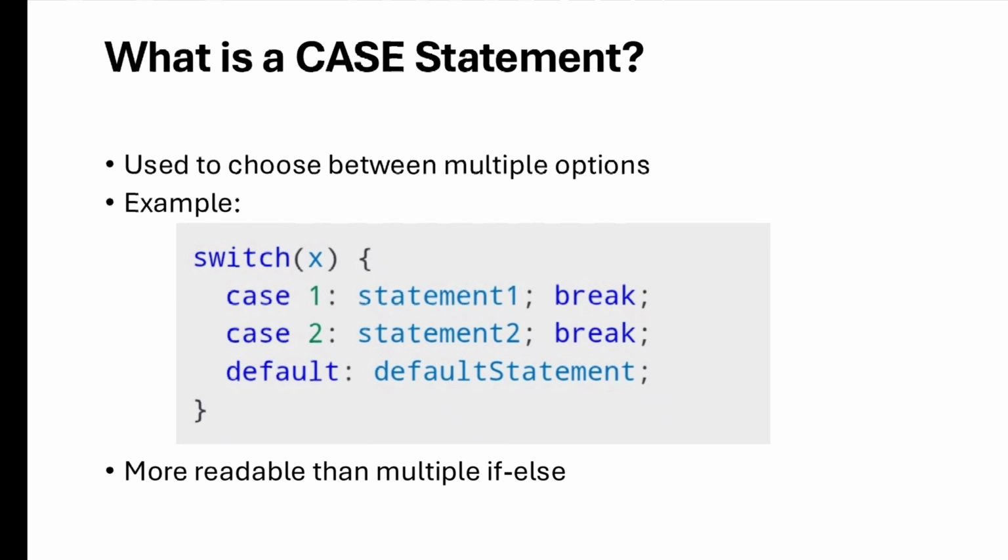What is a case statement? A case statement or switch statement is used in many programming languages to choose between different options based on the value of a variable. Here is a simple example in C language. Switch X, case 1, case 2, and default. In case 1, the statement will do something, in case 2 do something else, or in default do something by default. This is much more readable and clean compared to writing many if-else statements.